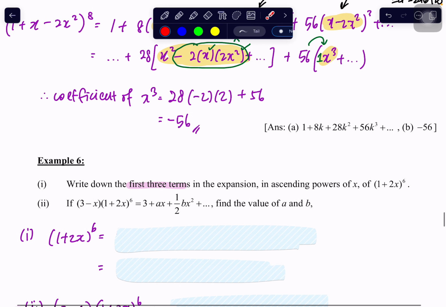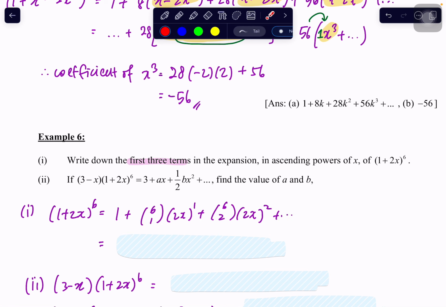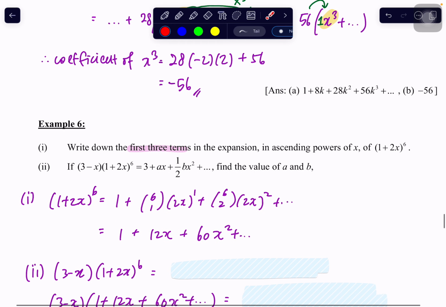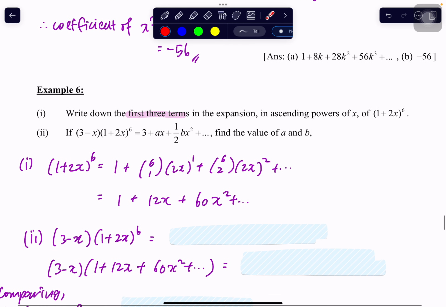Alright, example 6. Write down the first three terms in the expansion, in ascending powers of x, of this expression. First three terms using the binomial theorem again: I have 1 plus 6 choose 1, 2x raised to the power 1, 2x being the second term, and 6 choose 2, 2x raised to the power 2, and that's about it. Simplifying this, I should get 1 plus 12x plus 60x squared. I'm just answering the first part, so this is a very straightforward part.